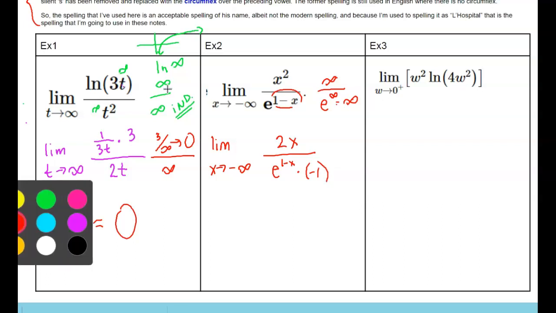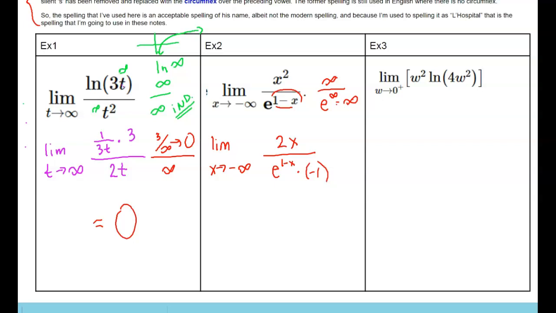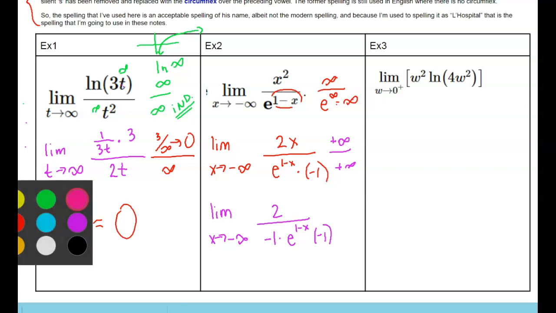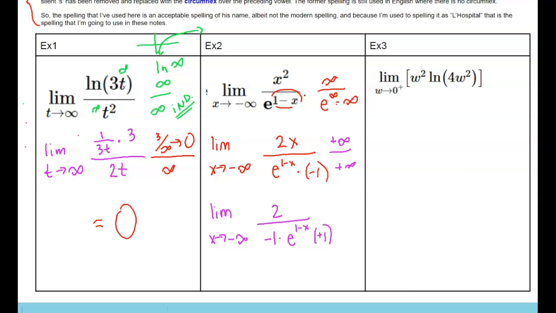And then we're going to try to evaluate this again. So 2 times negative infinity is negative infinity. And then e to the infinity times negative 1 is negative infinity. And so you get infinity over infinity. So this is indeterminate, which means we need to do the derivatives again. So we get the limit as x approaches negative infinity. Power rule, we just get 2. And then we had negative 1 e to the u times the derivative of the inside again. So two negatives make a positive.